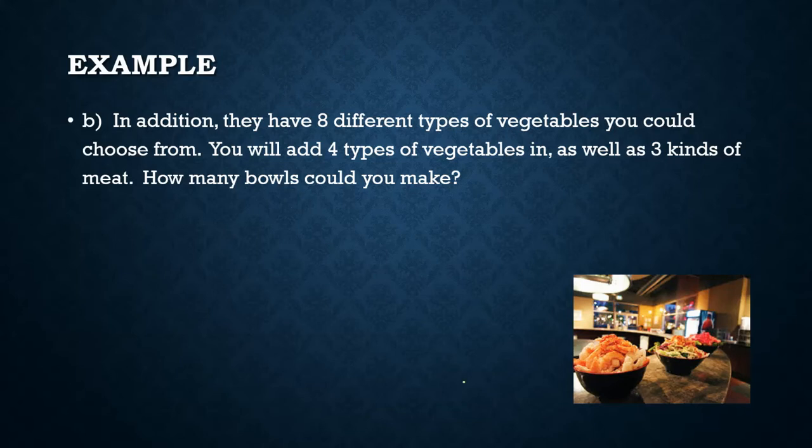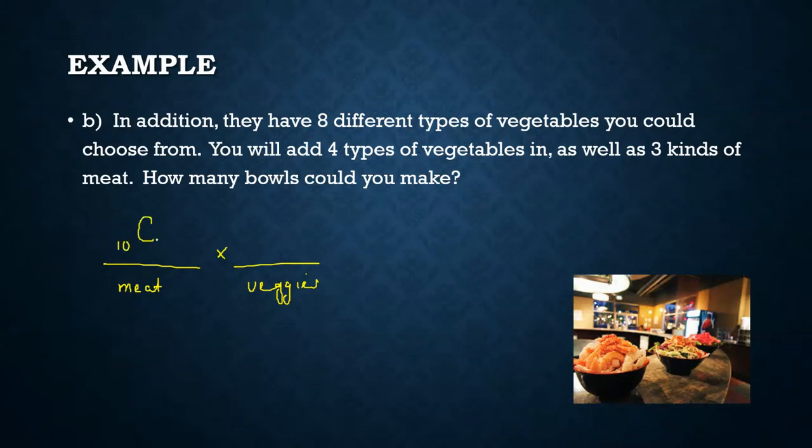So we're kind of ramping things up here. We're going to use combinations, but also the fundamental counting principle as well. So we've got to think about, well, how many ways can I choose my meat? And how many ways can I choose my veggies? Well, we already talked about earlier, the number of ways to choose 3 meats from 10 would be 10C3. And of our 8 veggies, we're choosing 4. There's 10 choose 3 ways to get meat and 8 choose 4 ways to get veggies.